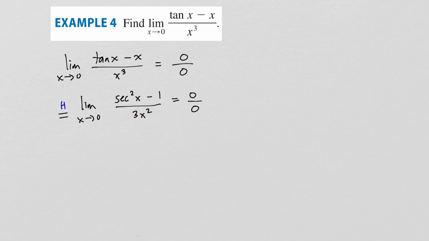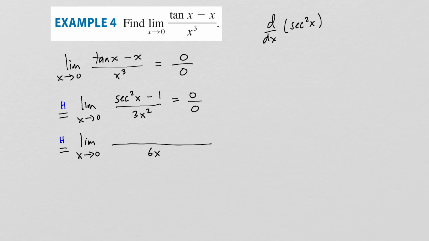But unlike the last example, I cannot simplify this, right? There's no way to combine these together to cancel anything. So here, I need to apply L'Hopital's rule again. So we will take the limit as x goes to 0, and now we've got to take the derivative of the numerator and the derivative of the denominator. The denominator is simple enough. Its derivative is 6x. But what is the derivative of secant squared?